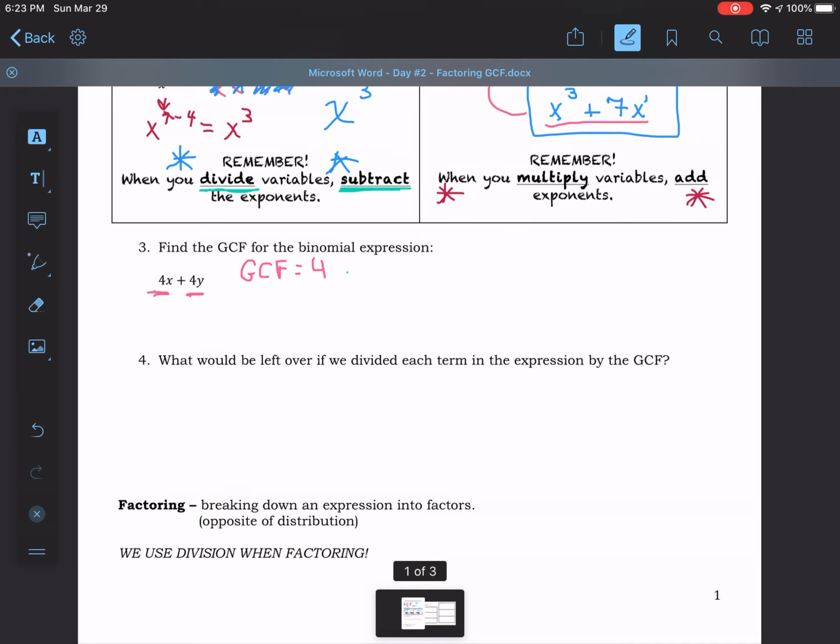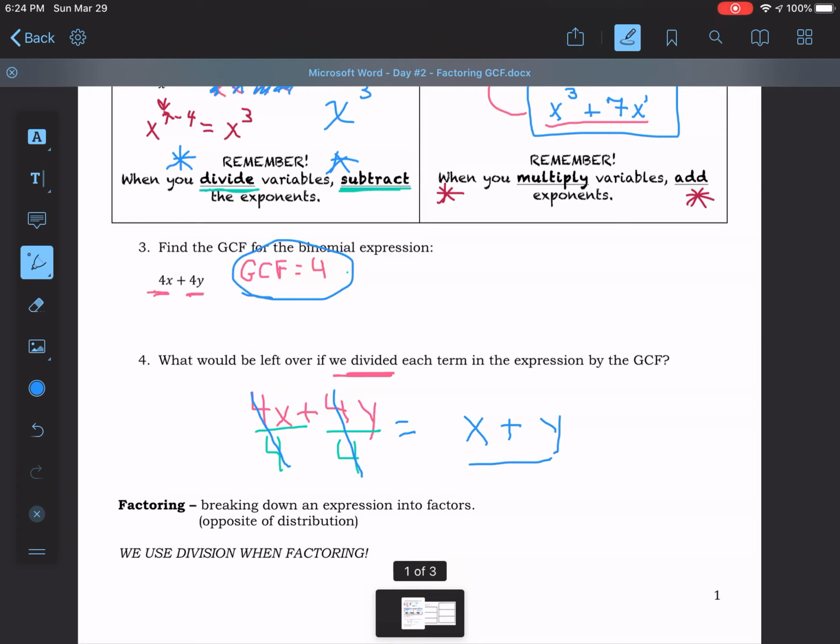So now the next step, what would be left over if we divided each term in the expression by the GCF? So I'm going to take my original expression, which is 4x plus 4y. Bear with me, I'm still learning how to write on this thing. Okay. And I'm going to divide each piece by 4, my GCF. Okay. And then I'm going to see, okay, well, what am I left with when I do that? So when I do that, so here the 4s, I know we say cancel out, but really it's reducing to 1. So it equals x plus, and then here they cancel out also, y. Okay, so this is what we get when we divide each one of our pieces by the GCF.